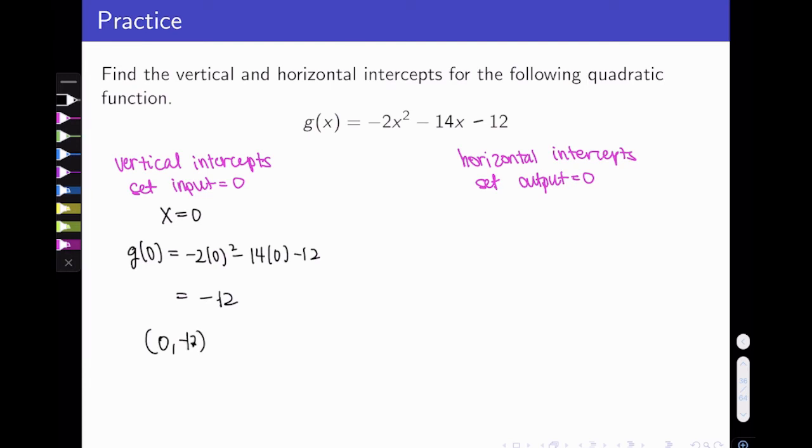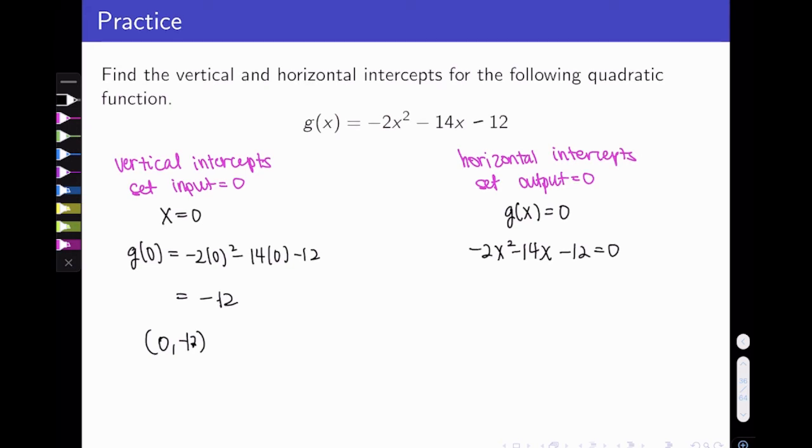To find the horizontal intercepts, we'll set the output equal to 0, which is g of x, and then we'll solve for x. Using the same terminology as we discussed in our first video about functions, for vertical intercepts, we are evaluating, and for horizontal intercepts, we're solving. So we'll set our trinomial equal to 0, and we'll try to solve our quadratic function, and you always want to attempt to factor first.